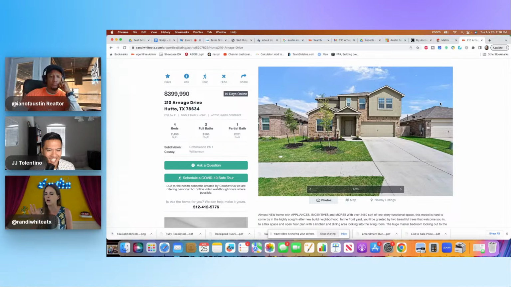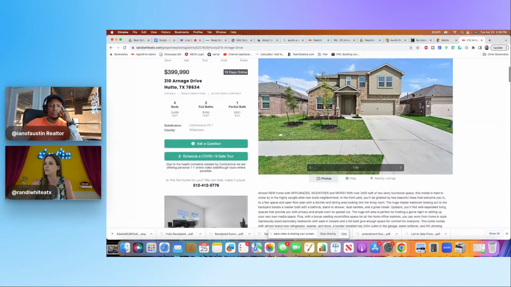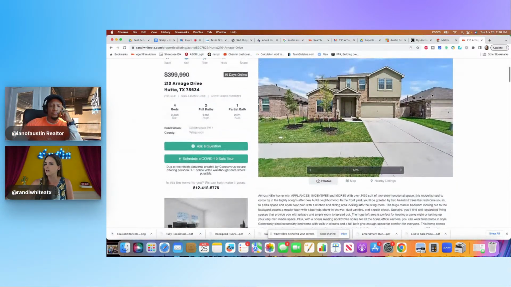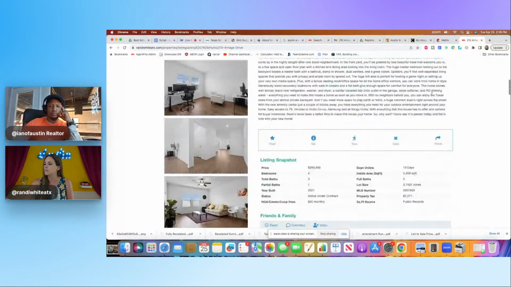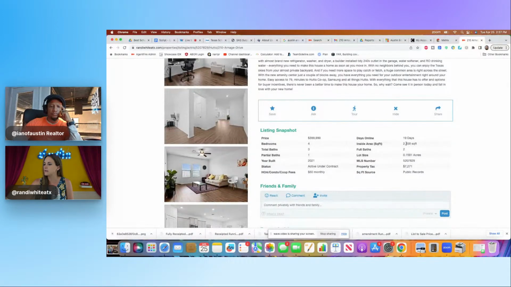I wanted to mention all of that because there's a little bit of a process here, and I'm starting at the very beginning. My clients favorited this property, so I put a report together for them. So here it is, 210 Arnage Drive, listed at $399. We have 2,400 square feet. The lot size is 0.15 of an acre. It was built in 2021, and those are the three things I start off with looking at to put together a quick CMA.